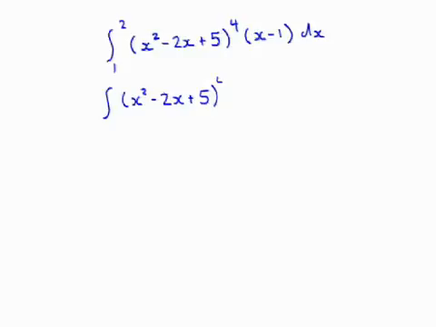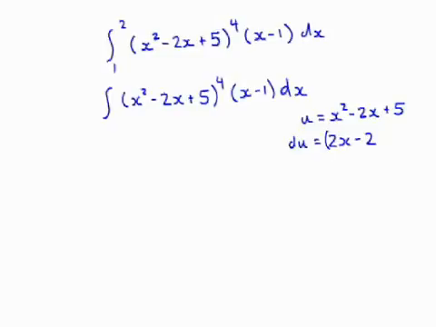I've written it as an indefinite integral, and I'm going to let u equal x squared minus 2x plus 5. Therefore, du would be equal to 2x minus 2 dx. And then if I rearrange and express dx in terms of du, I would have that dx is equal to 1 divided by (2x minus 2) du.